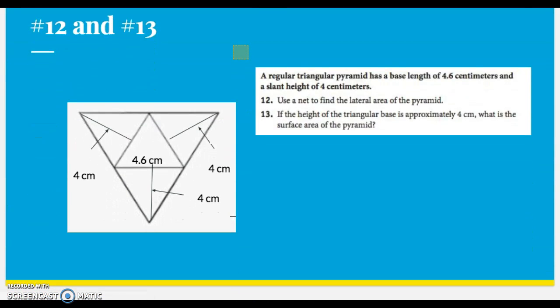All right, 12 and 13, we're also asked to draw a net. And this time, instead of a square pyramid, we have a triangular pyramid. So once again, I label my slant heights, which they tell me in the problem is 4. And then again, I got lazy. I labeled only one side length of the triangle, which is 4.6. But up here, I want you to notice that they say this is a regular triangular pyramid, which means all 3 sides of the triangle are the same length. So these will all be 4.6.